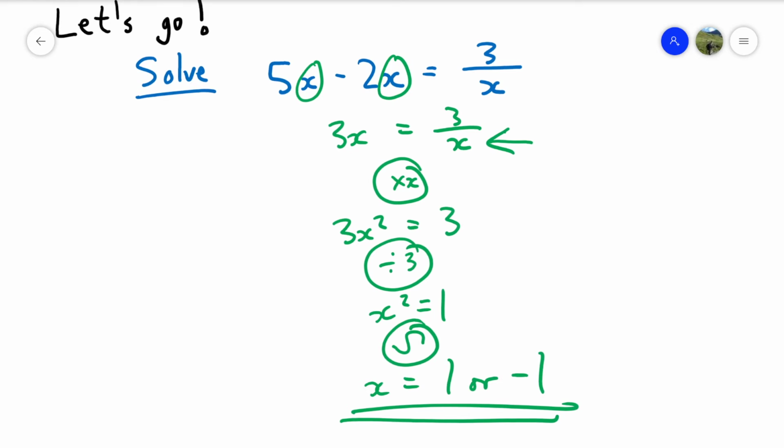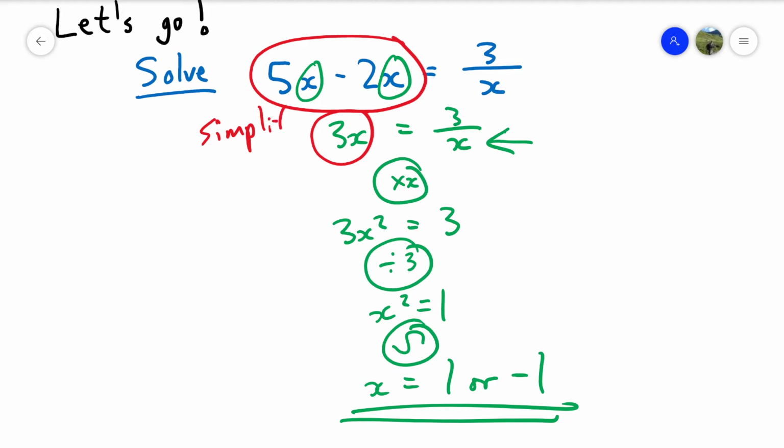Right, and breathe. This has thrown some new stuff into the mix. Let's circle some things that happened. This was simplifying. Simplifying, remember, is tidying up. Tidying up is a great thing to do when you're solving equations, because if the equation's simple, it's easy to do. So hopefully that makes sense. When I see something I can tidy up, I'll do it, and maybe that helps me.